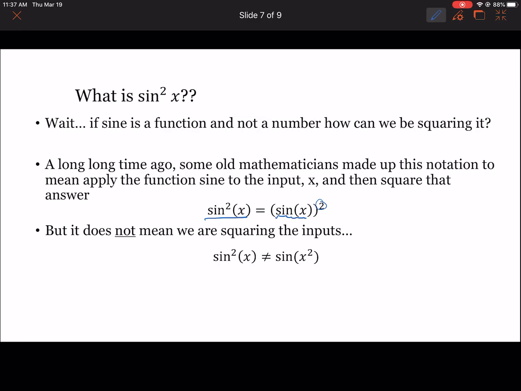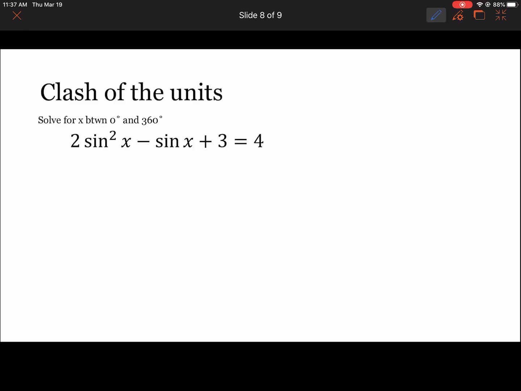Okay, so going back to that crazy equation, if I've got 2 sine squared x minus sine x plus 3 equals 4, this equation is a monster.